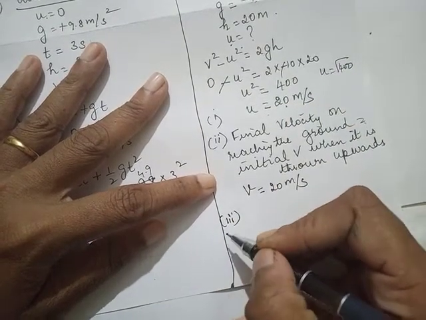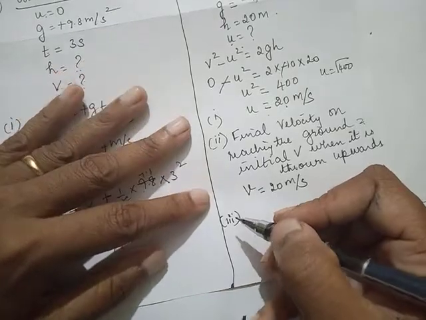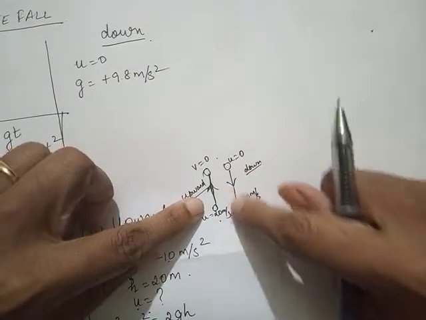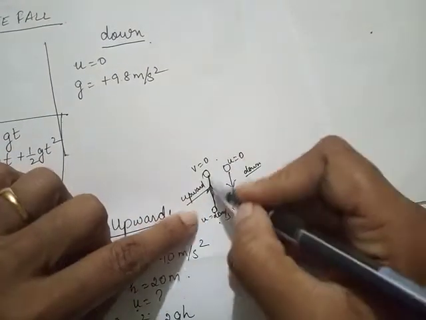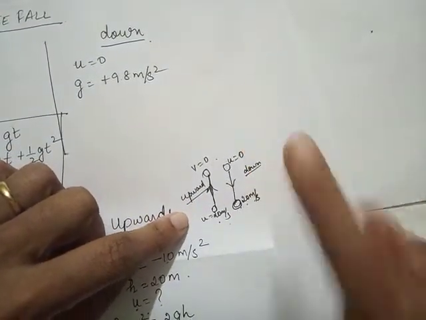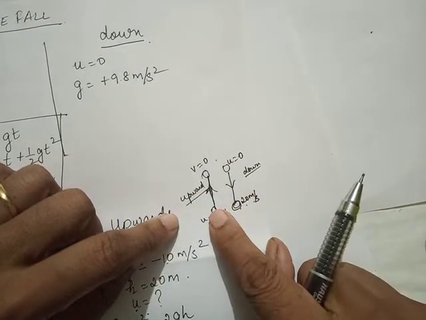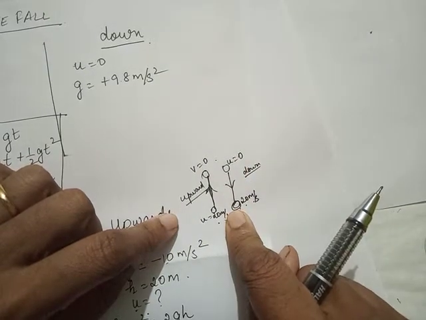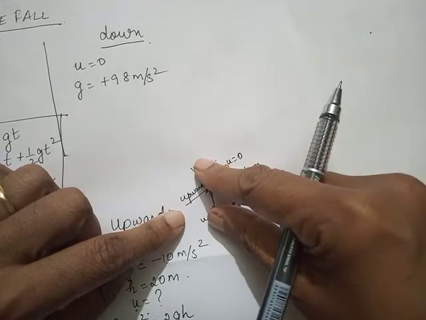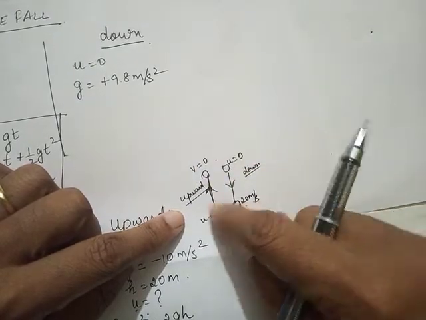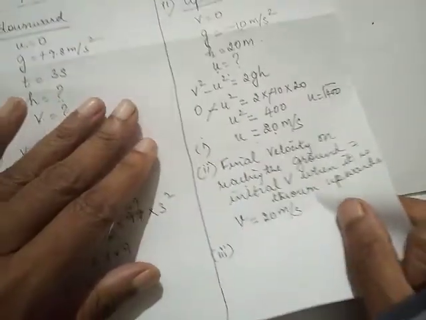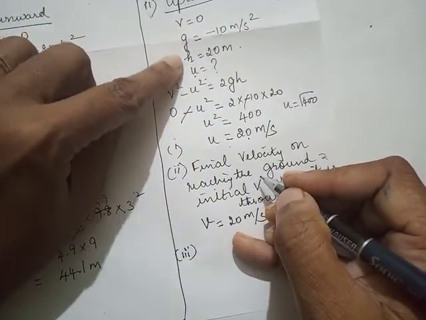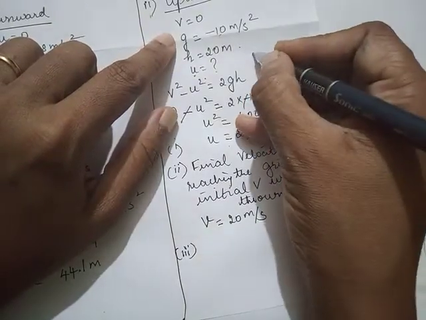Then the third one, total time of journey. You can't find the total time of journey directly. We have to find either upward or downward and multiply it by 2. Another thing you should remember, if it takes 2 seconds to go up, it will also take 2 seconds to come down. So we have to find the time for one journey, either upward or downward, and then multiply by 2. Now suppose let's take the upward journey. These are our conclusions for the upward journey. So we have to find t.